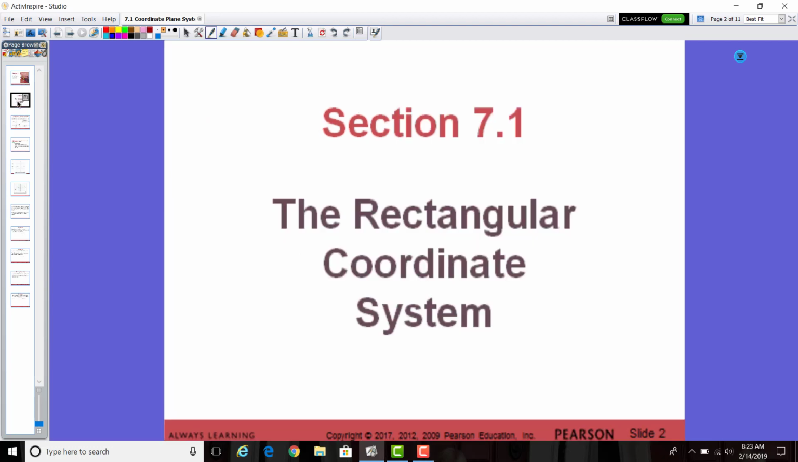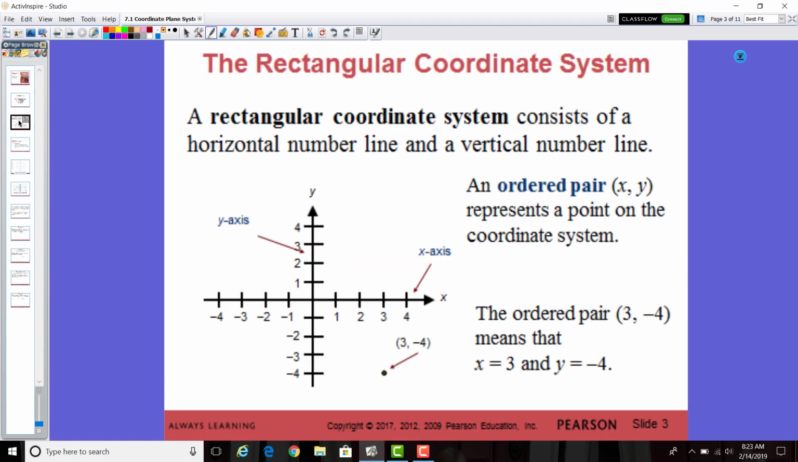Today we're going to look at the first section of Chapter 7, and that is the rectangular coordinate system, or as you know it, the XY graph. This should be a review for most of you, but we're going to look at the specific components of the coordinate system, and then we're going to talk about how to graph a point, name a point, as well as determine if a point sits on a linear line.